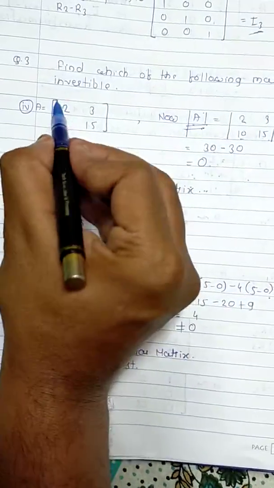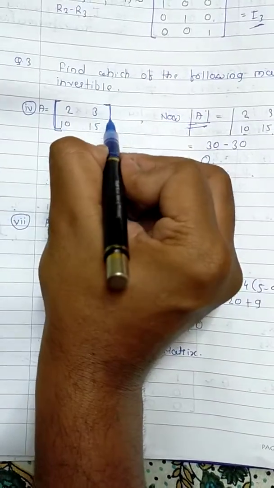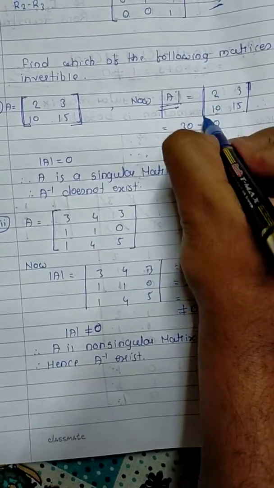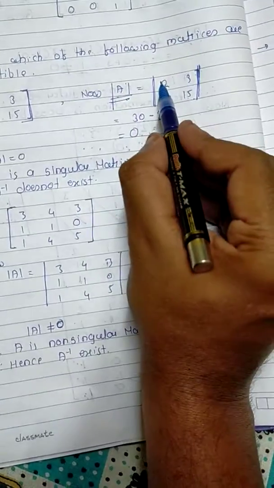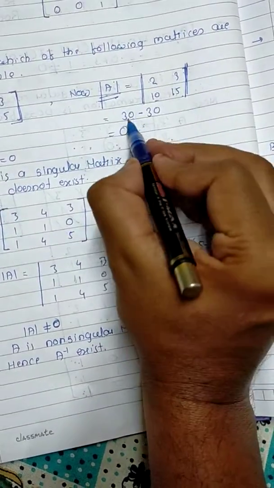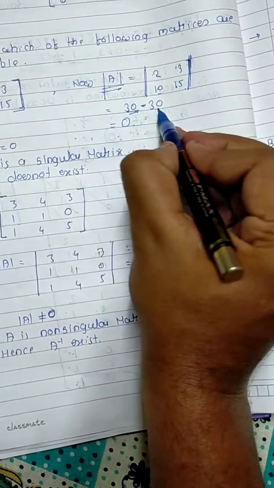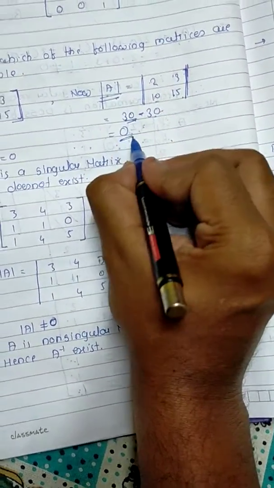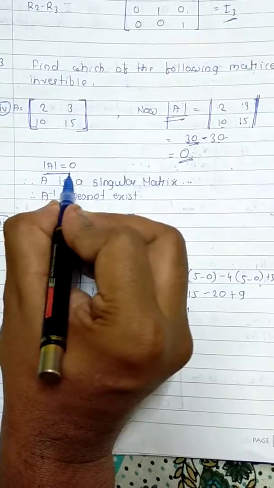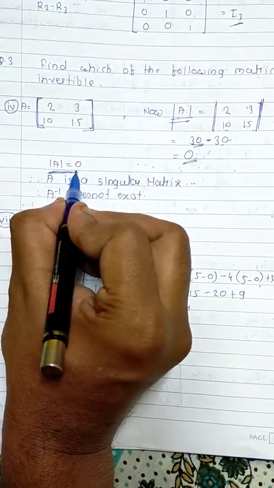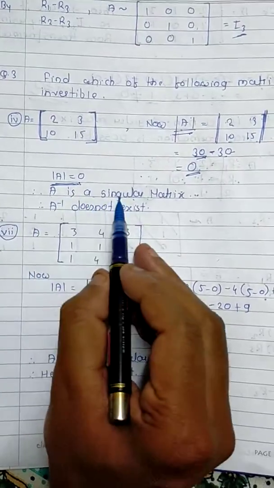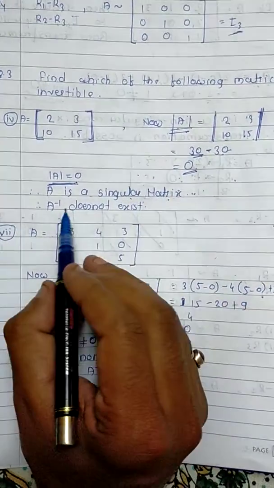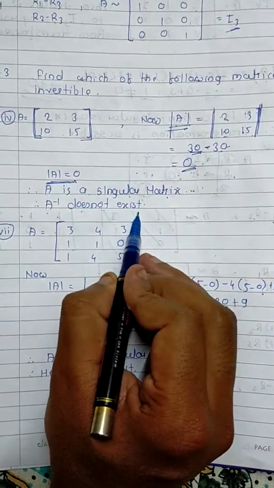Please be careful. These are the symbols for matrices. This is the symbol for determinant. That is the difference. So what are you going to do? Cross multiplication. 2 into 15 is 30, minus 10 into 3 is 30. 30 minus 30 is 0. That means the value of determinant is 0 over there. When the value of determinant is 0, the matrix is a singular matrix. A is the singular matrix, and when it is singular then A inverse does not exist.